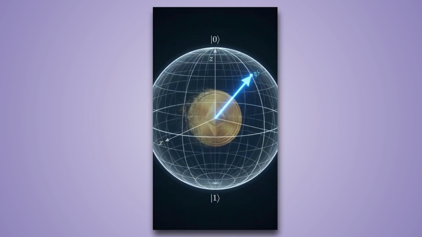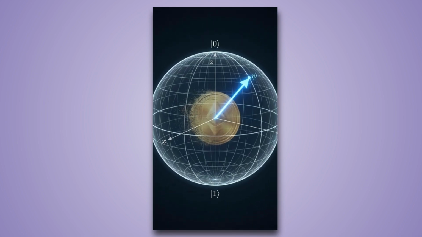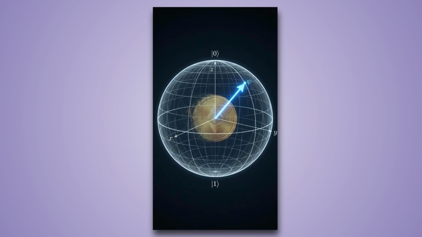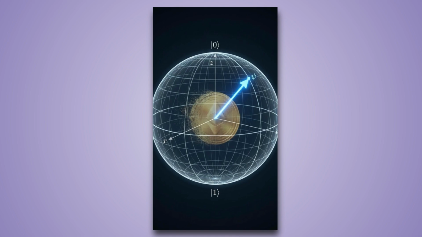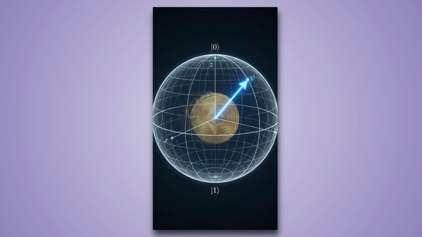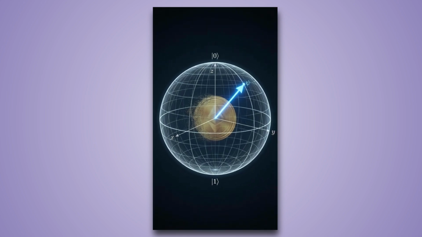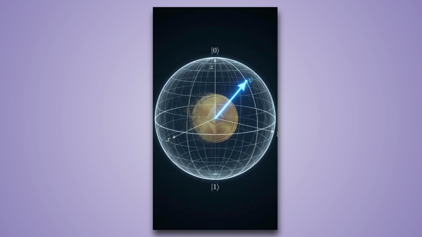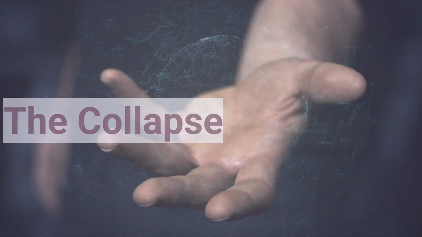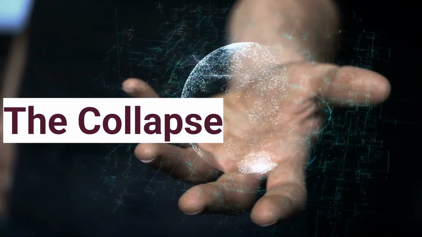It can be 50% 0 and 50% 1. It can be 70/30. The possibilities are infinite. This is where the power comes from. A qubit holds much more information than a simple on-off switch. But here is the catch, the weirdest part of quantum mechanics.